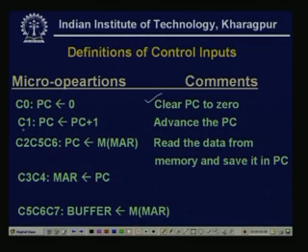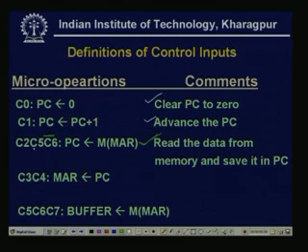The control signal C1 activates the operation which is defined as PC is PC plus 1, means the program counter value is incremented by 1. In other words, advance the program counter. This is C1. Now, C2, C5, C6 complement, it is defined as the content of M of MAR, the memory address register, is assigned to PC. What does it mean? Read the data from memory and save it in the PC.